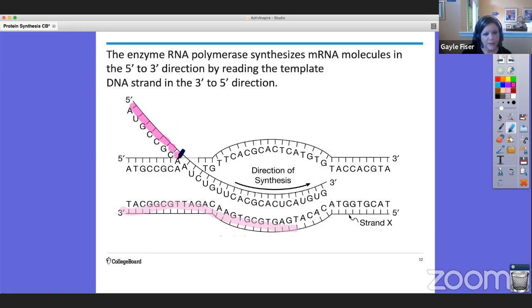So nucleotides are added at the 3' end. So anything that you're making new, okay? So 5' to 3' is your direction. Everything starts with 5', ends with 3', and new nucleotides are added on the back at the 3' end. Now that goes for messenger RNA. It also goes for when you're replicating DNA.